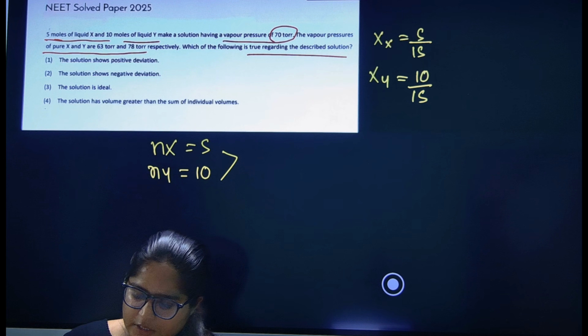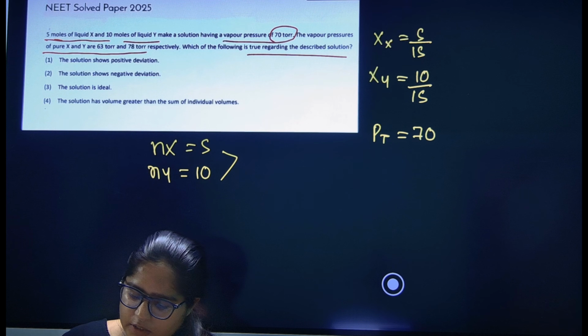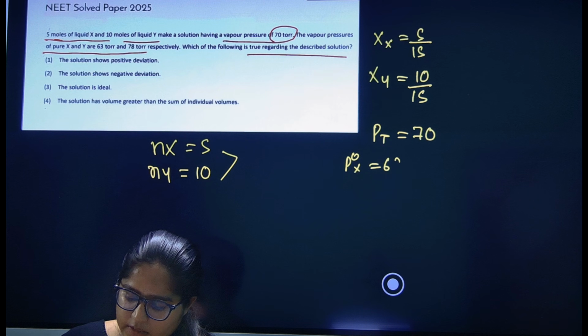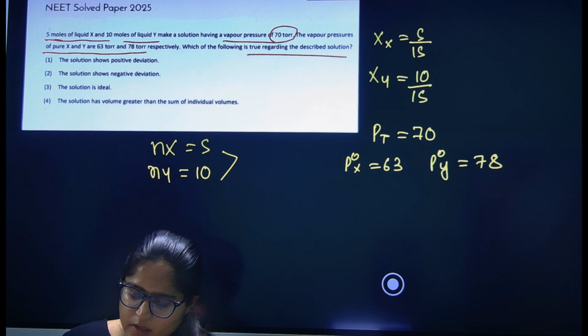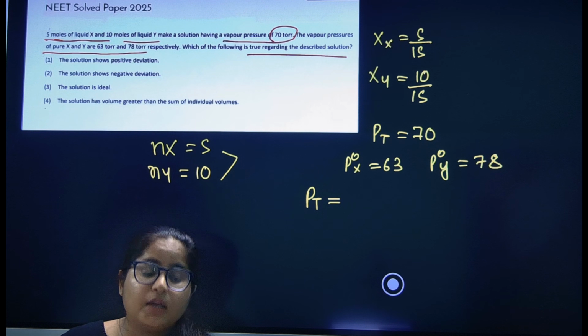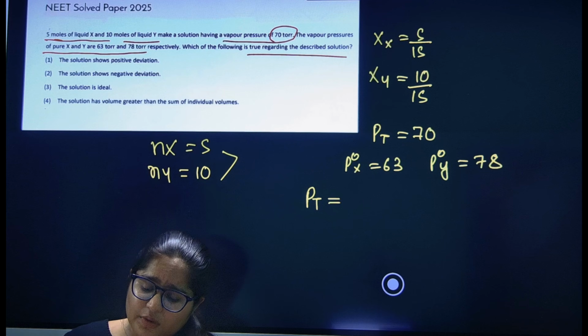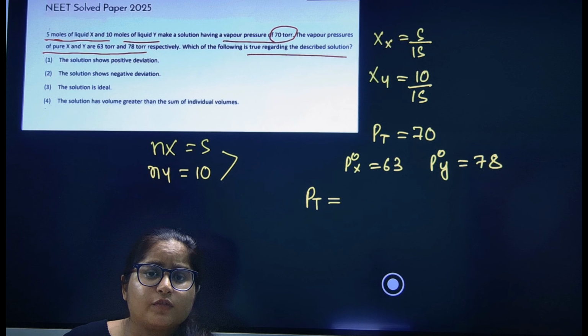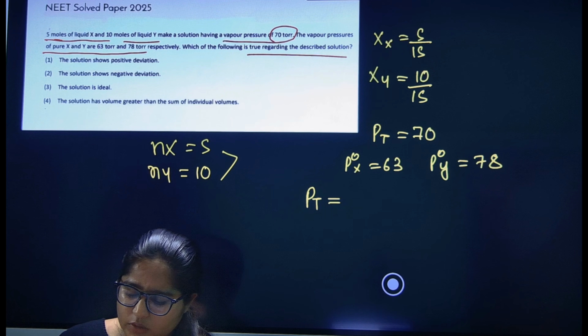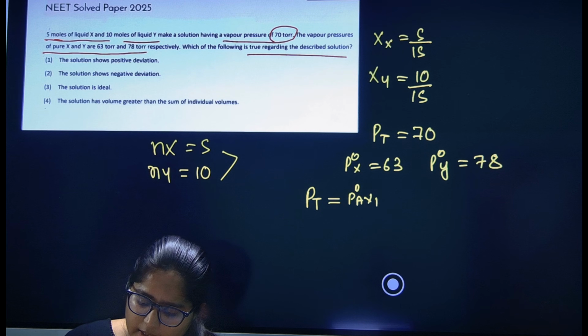Next, vapor pressure. The given total pressure, how much have they given here? 70 torr. The vapor pressures of X and Y are pure vapor pressures. So P naught X is given 63. P naught Y is given 78. Okay, so now let us find our PT according to Raoult's law. What is the formula for PT? Those who are new, with every question you are learning a concept: how to find mole fraction, how to find our total pressure according to Raoult's law. P naught A X A plus P naught B X B.